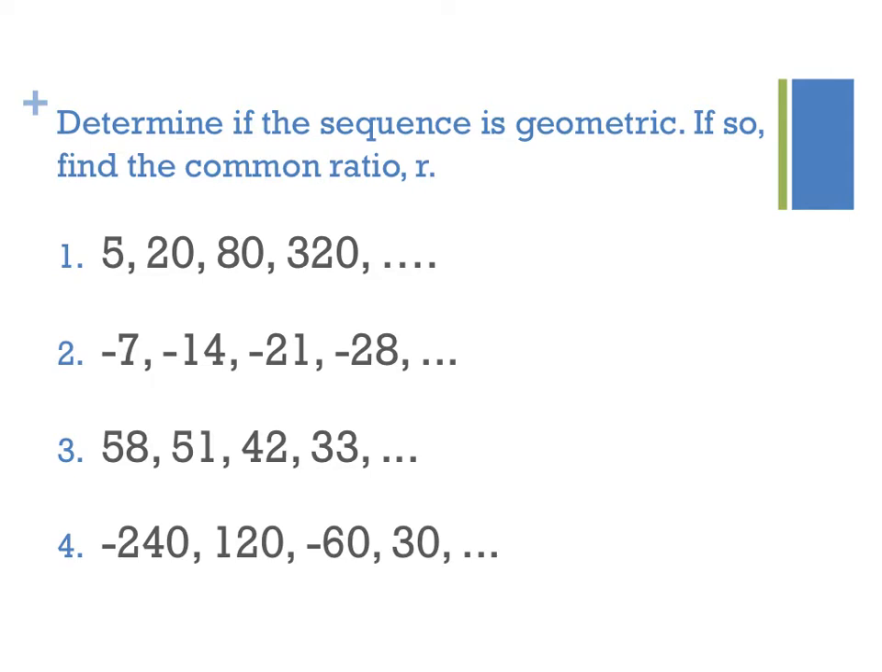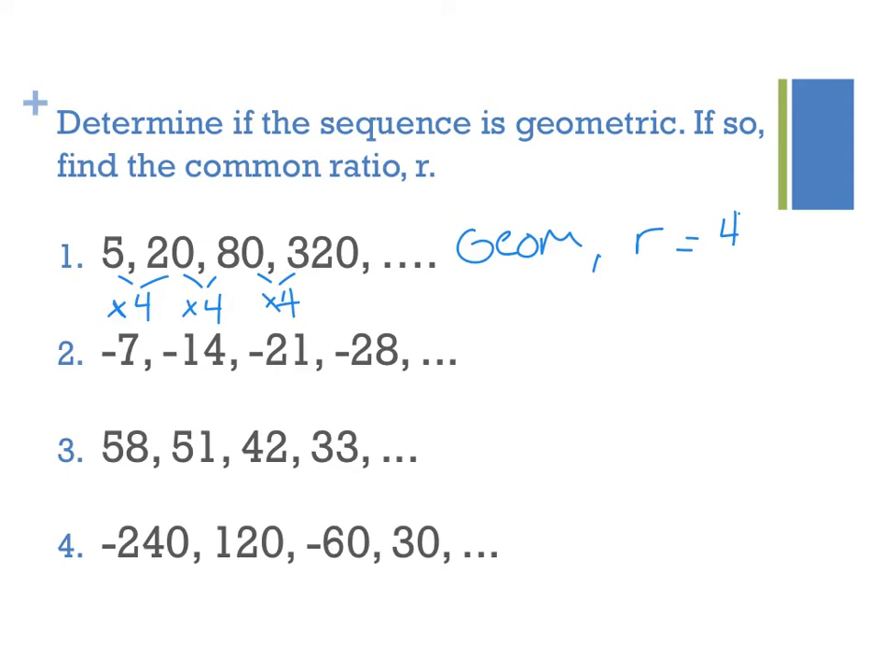So in the first one, it looks to be increasing, so one might think multiplying. In fact, if you multiplied by 4, we get 20. If you multiply 20 by 4, it's 80. And if you multiply 80 by 4, that is 320. So this would be yes, this is geometric, and the common ratio here, we'd say, would be 4.